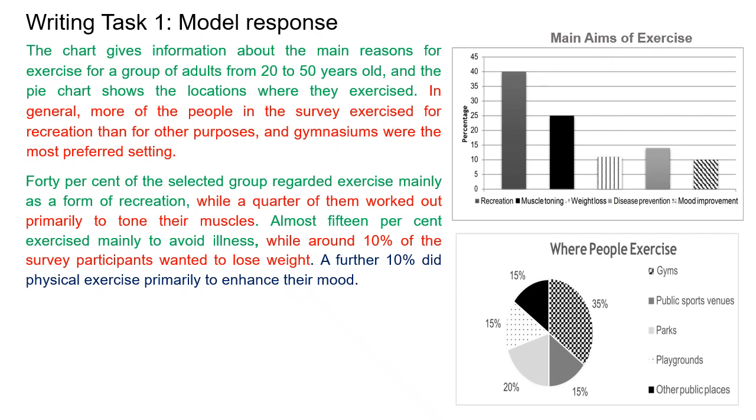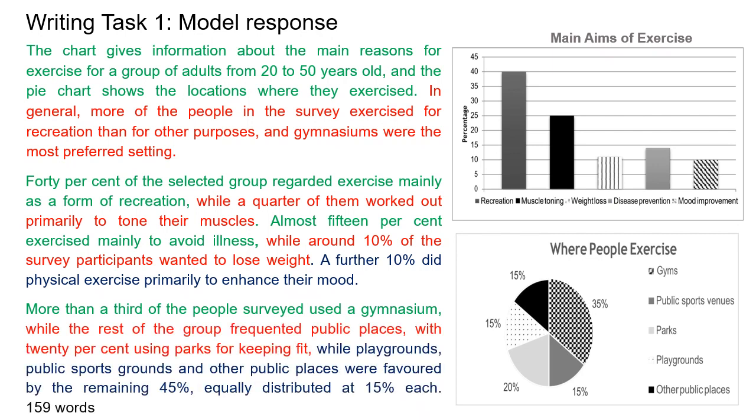You can see that the word while is also used to introduce the comparative clause of the second sentence of the bar chart paragraph. It says almost 15% exercised mainly to avoid illness, while, you can see that again, while around 10% of the survey participants wanted to lose weight. Finally, the pie chart paragraph has a single complex sentence with 3 comparative clauses in it.